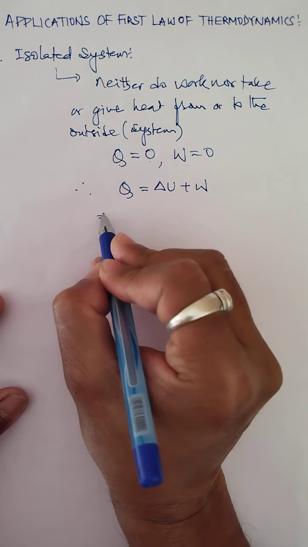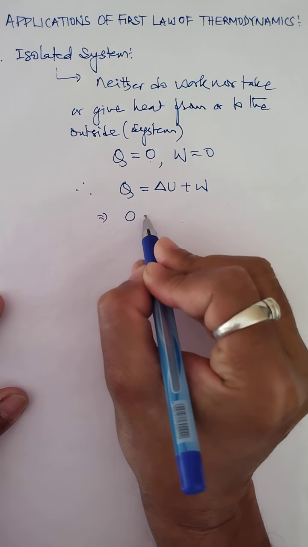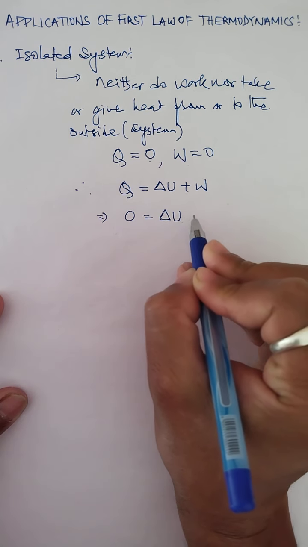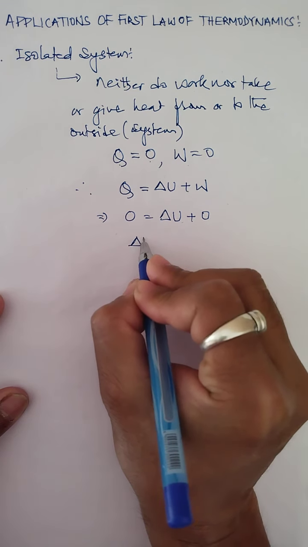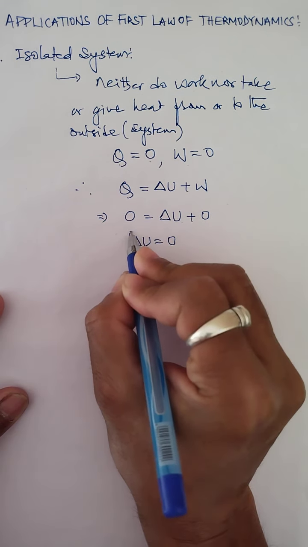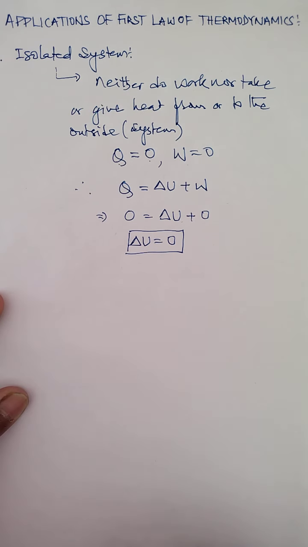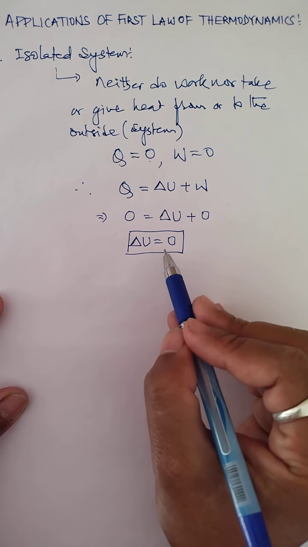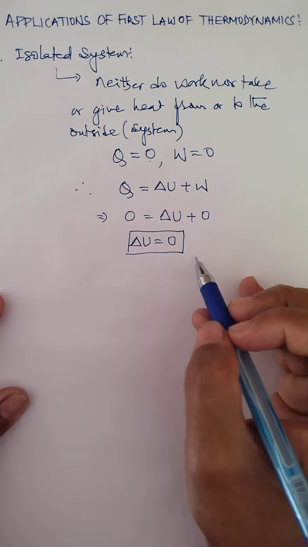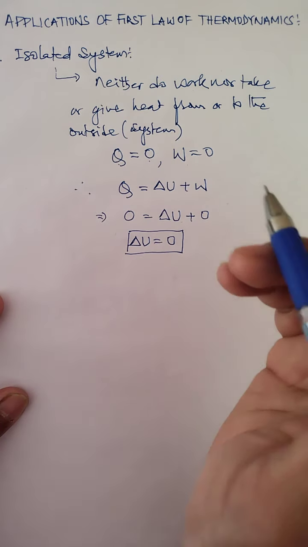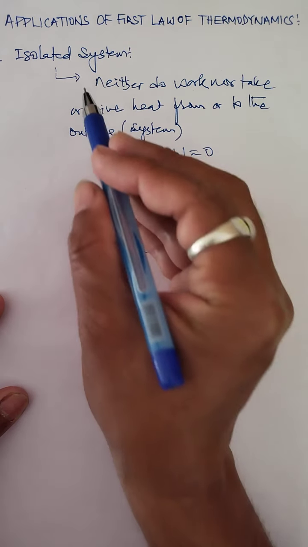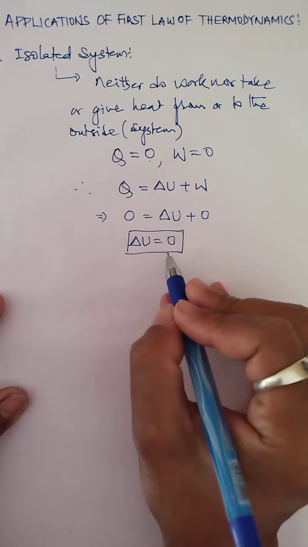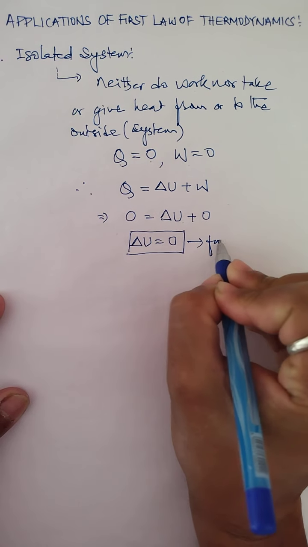Q equals delta U plus W is the mathematical relation of the first law of thermodynamics. So in this relation, let me substitute the value of Q. Q is 0, equals delta U plus W, and W is also 0. Which means delta U is also 0. That means the change in internal energy will be 0 in an isolated system. So children, remember this part. The change in internal energy of an isolated system is always 0.